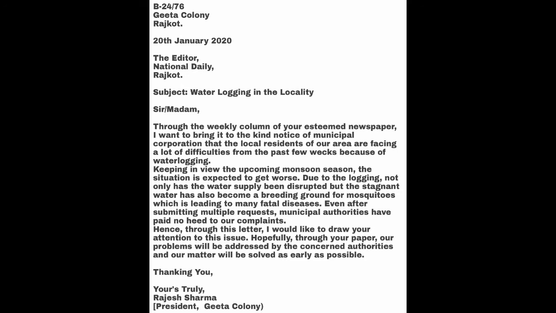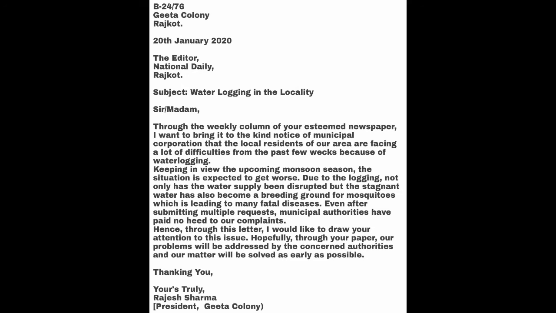So we know that at the top left corner there will be the sender's address. It means the person who is writing the letter, right? His or her address will be at the top left corner. So here the address is B24/76 Geeta Colony, Rajkot. So from this address the person is writing the letter.